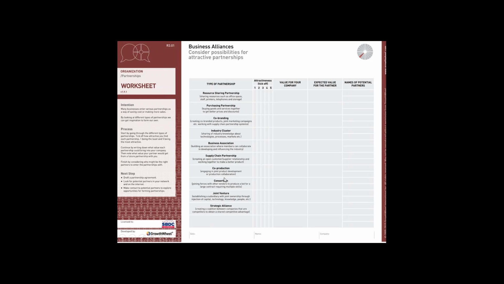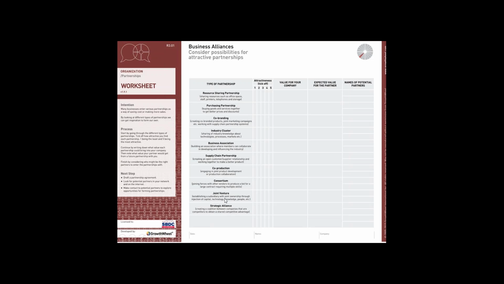Co-production is engaging in joint product development or production collaboration, and so to reduce production costs. A consortium is similar to some of the others in that it's joining forces with other vendors to produce a bid for a larger contract requiring multiple skills. These names are not hard and fast, like I would consider that something that would also be similar to the supply chain partnership, frankly. But this is more about feedback as they've defined it here on this checklist, and this is more about going after larger contracts together.